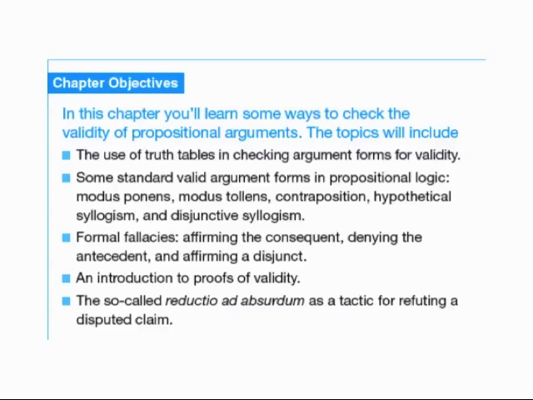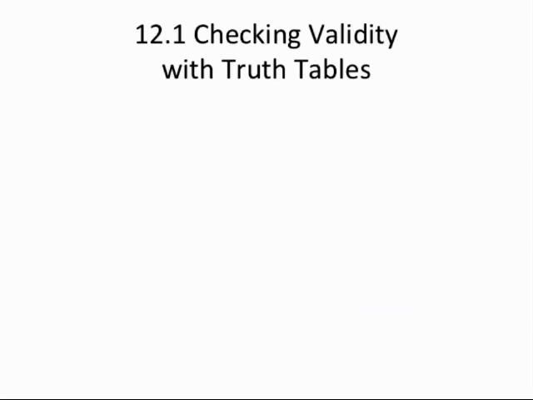We can determine validity with truth tables or with standard argument forms. We can also use these forms to identify some notorious formal fallacies, specifically affirming the consequent, denying the antecedent, and affirming a disjunct. We'll consider proof construction and the famous reductio ad absurdum in a separate unit. Let's start with truth tables.